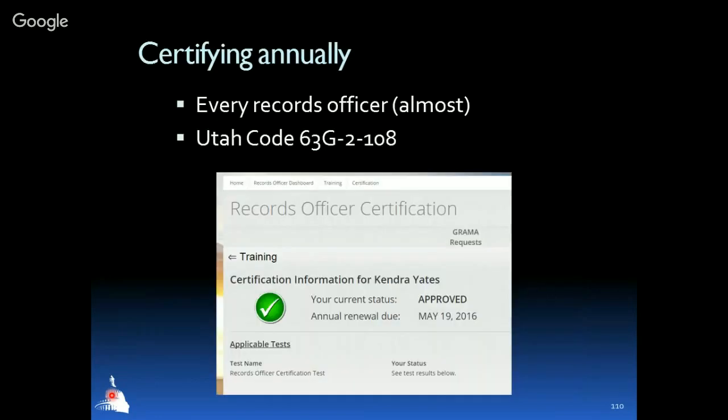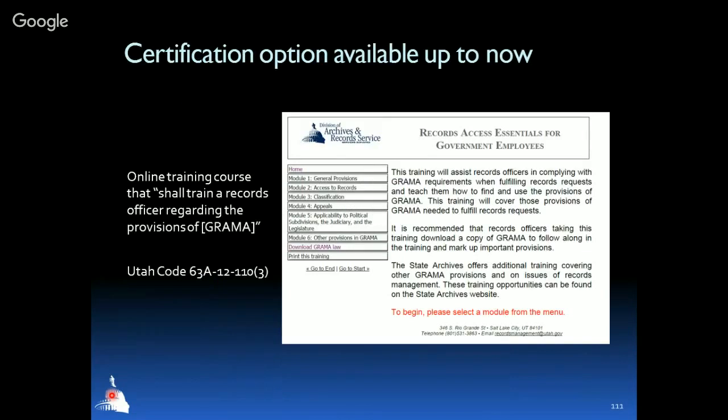One responsibility that cannot be shared or redistributed is certifying annually. And according to the Utah Code 63G-2-108, every records officer must do this, except the records officers of the legislature and courts. Up to now, there has been one certification option. That's online materials and testing designed to educate records officers regarding records access and the provisions of GRAMA. So you're probably all familiar with this screen.